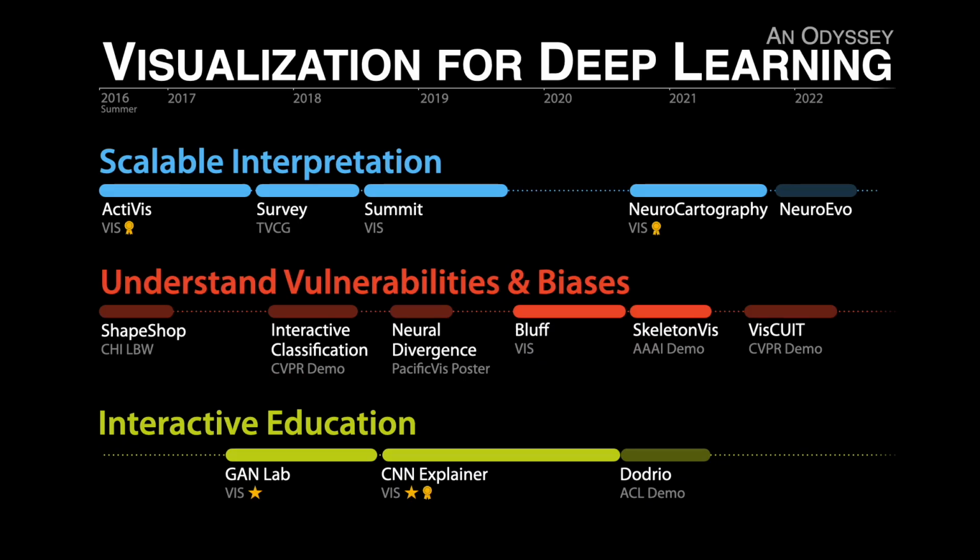So far what I've shown you are a few example works in scalable interpretation, and also how it prompted us to develop the techniques further to help with understanding vulnerabilities and biases. Certainly, there are quite a few other works that I haven't talked about.